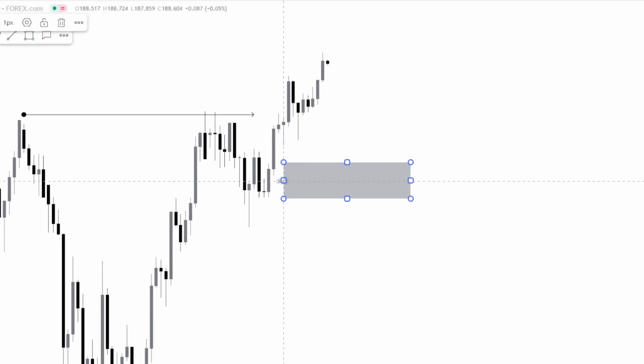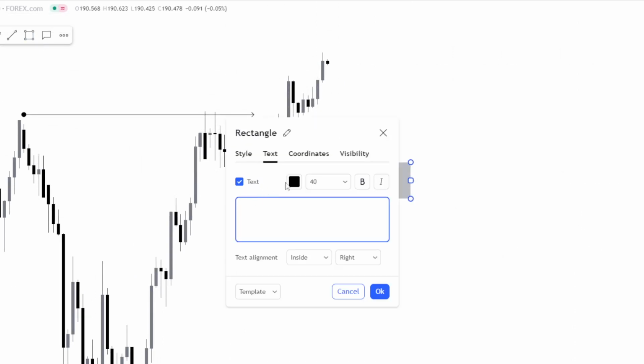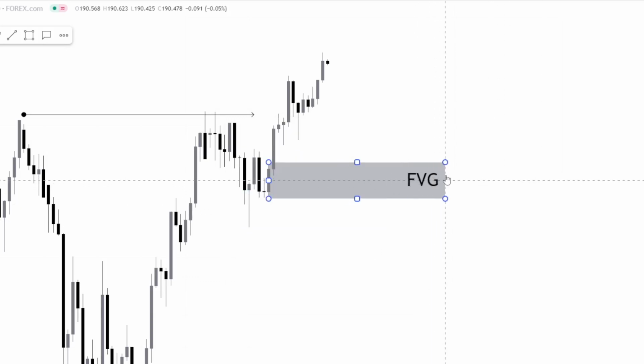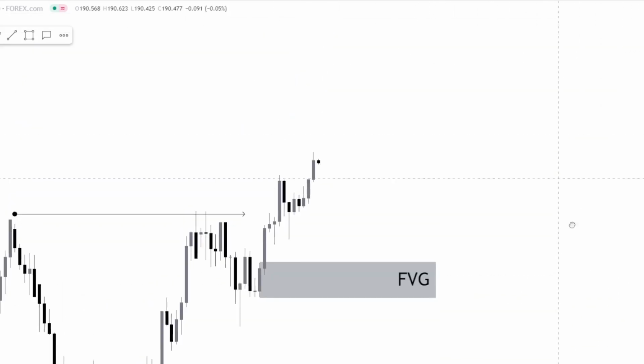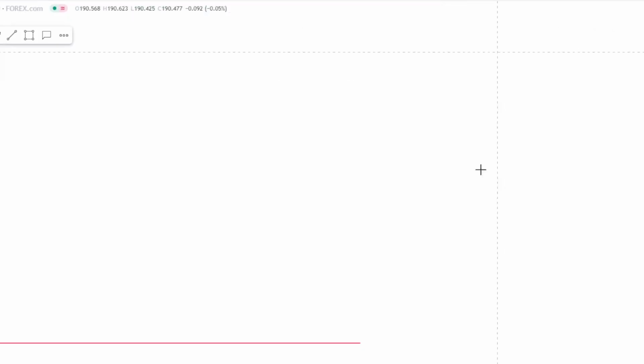So this is how I actually mark up my charts. I look for areas of fair value gaps, right? Simply put, I look for areas of fair value gaps and I look for areas of liquidity, right? On the weekly time frame, we have an area of liquidity. We have fair value gaps all the way up here on the weekly, right?